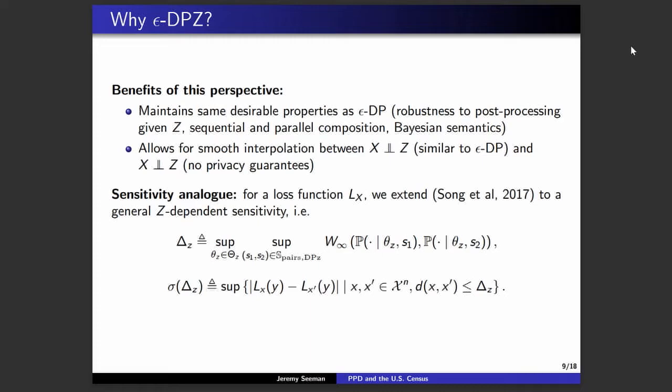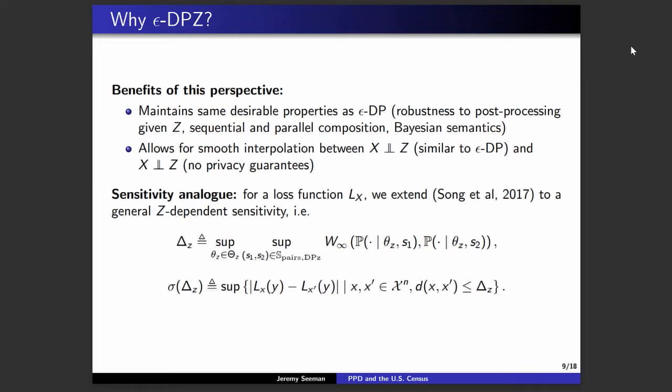And what's nice is it allows us to think about a sort of new interpolation between a best case and a worst case scenario. The best case being where our public information doesn't induce any dependencies between our rows in our database, and a worst case scenario where our public information tells us everything and our privacy guarantees are pretty much trivial.